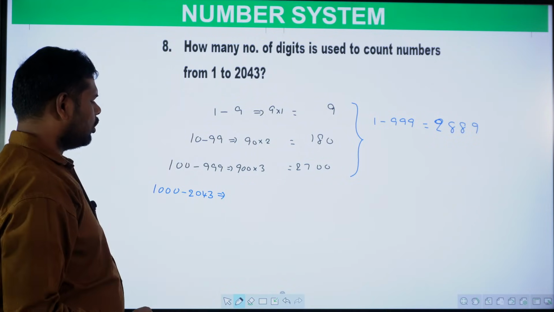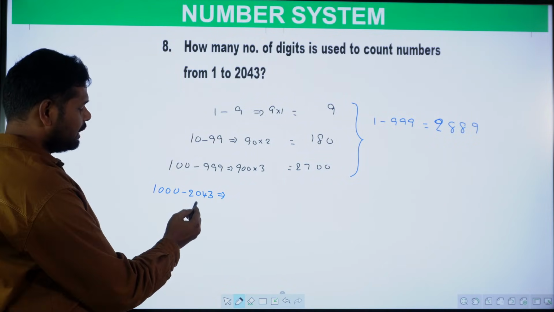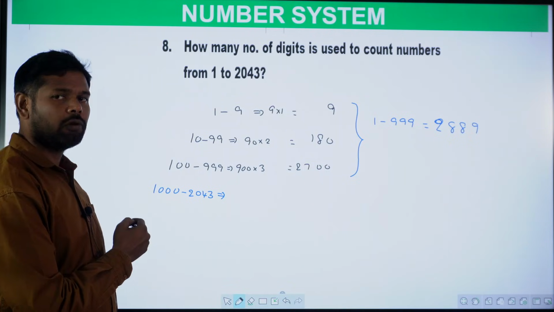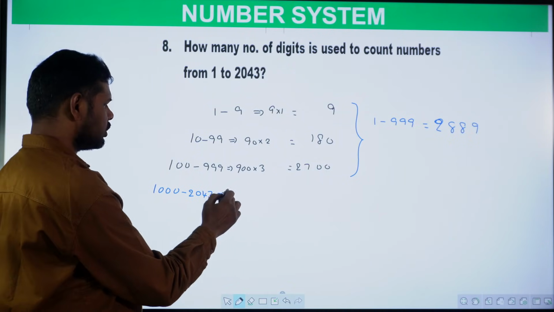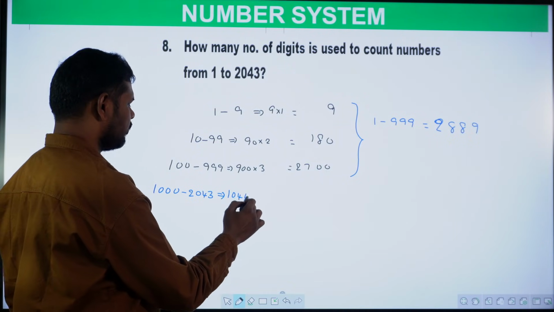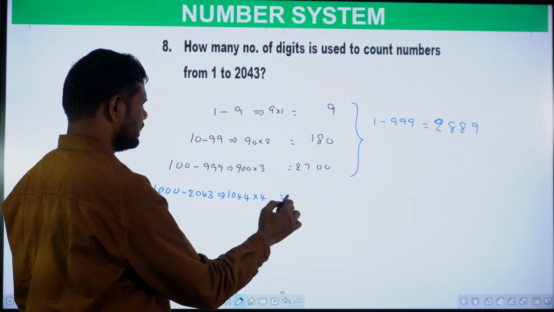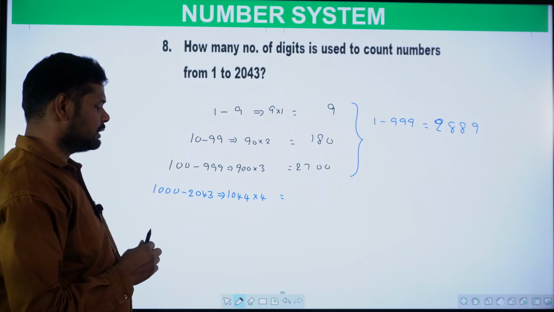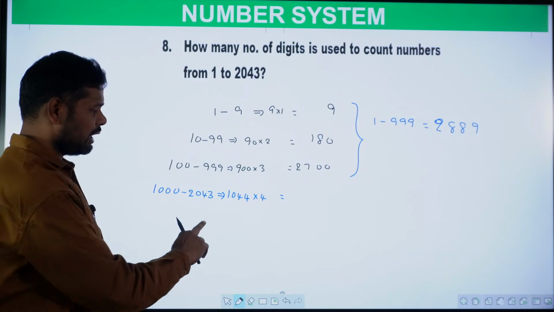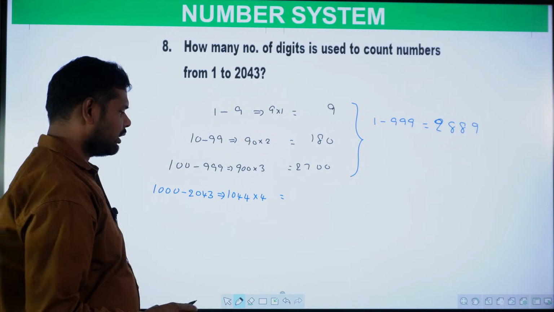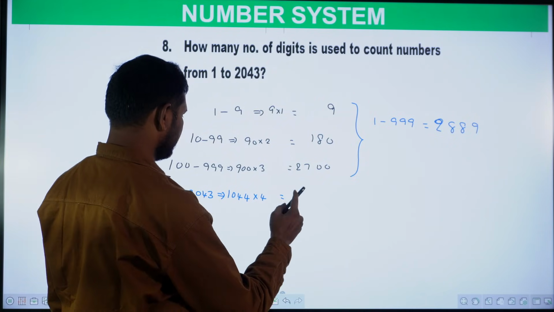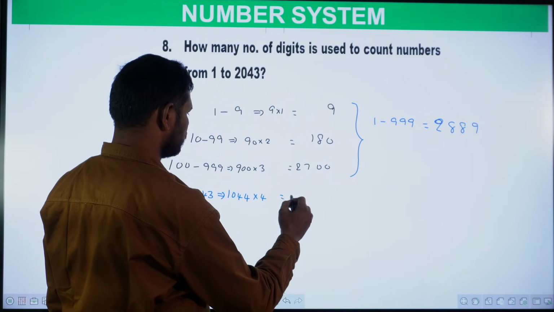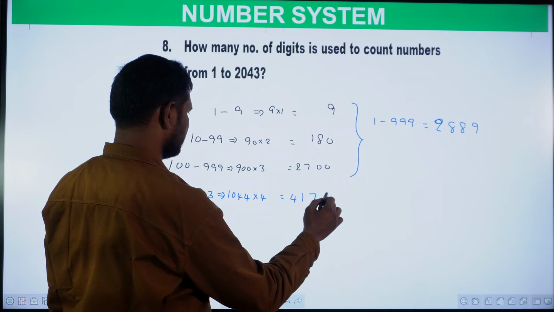And here, how many numbers are there? 2043 minus 1000 means 1043, but that 1000 is also included. That's why 1044. Each and every number is having 4 digits. That's why I multiplied here by 4. 4 into 1044, 4176.